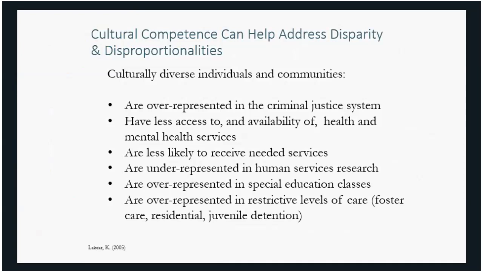We sometimes see that because of these issues, there's this overrepresentation. Those who are overrepresented, or sometimes underrepresented, based on their demographics are less likely to receive needed services. Furthermore, we see that there is an overrepresentation sometimes in special education classes and restrictive levels of care. So RTFs, for example, we've seen that especially within Pennsylvania, there can be overrepresentation of certain populations.